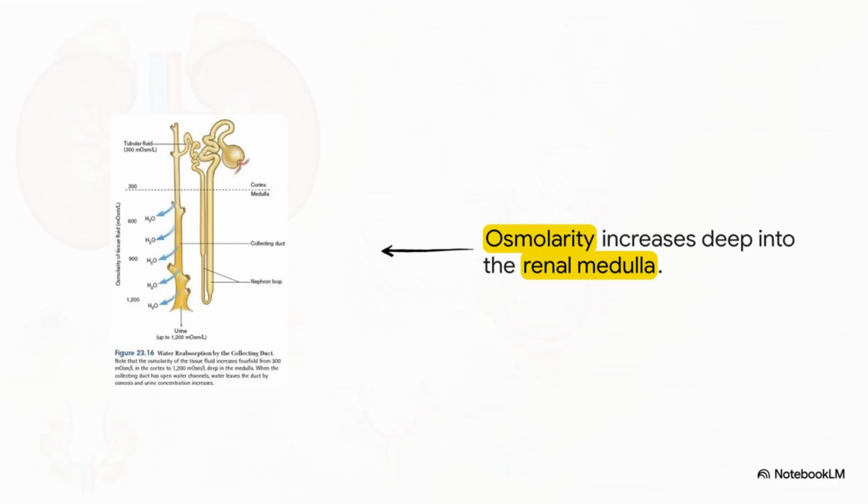We're talking from 300 milliosmoles per liter in the cortex all the way up to 1200 deep in the medulla. When water channels are open, water leaves the collecting duct by osmosis right into this hyperosmotic interstitium, which powerfully concentrates the urine before it even leaves the body.